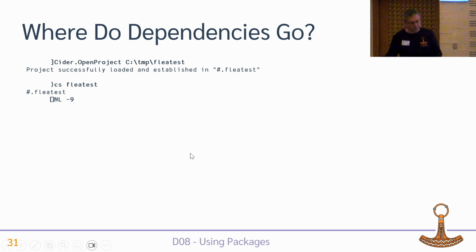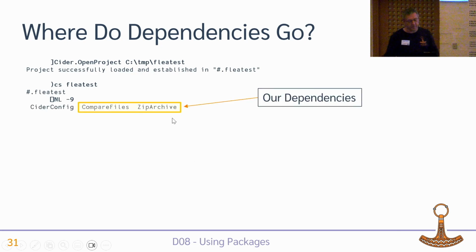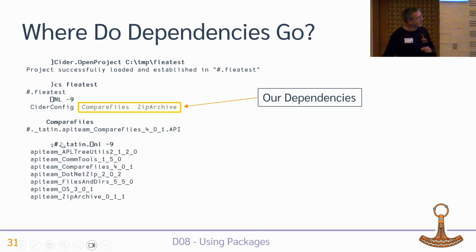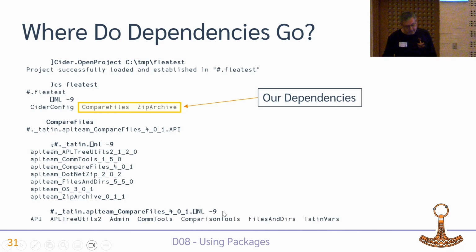So if I loaded that package, which is called FleaTest, we can see that we have our principal dependencies. We can see that that's actually a reference to CompareFiles 4.0.1 API. If we go and have a look up in the Tatin namespace, we can see that it's loaded all of the sub-dependencies into there as well. And if we go into CompareFiles and ask what references it can see, then we can see that APLTreeUtils and FilesAndDirs and so on, things that it needs, have been made references inside its namespace. But we don't have our project space cluttered with that. That's all hidden.